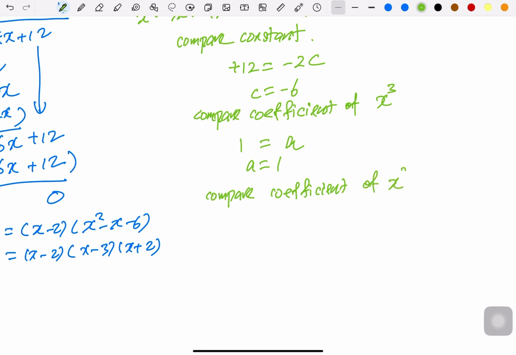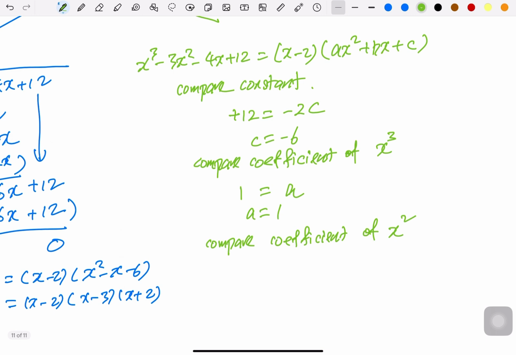So let's compare the x squared term. Same thing here on the left hand side itself, I only got one x squared term, which is negative 3x squared. So the coefficient is negative 3. On the right hand side, let's take a look here. I want an x squared term. So x times x squared gives me x cubed. x times x gives me x squared, which is 1 times b. So that will give me b.